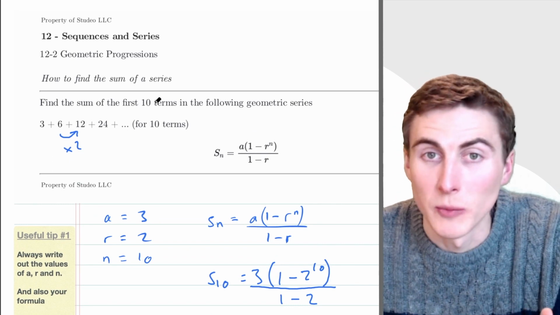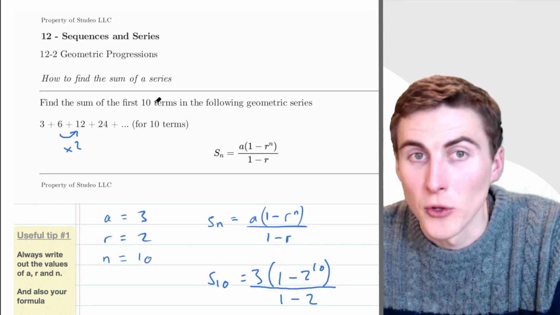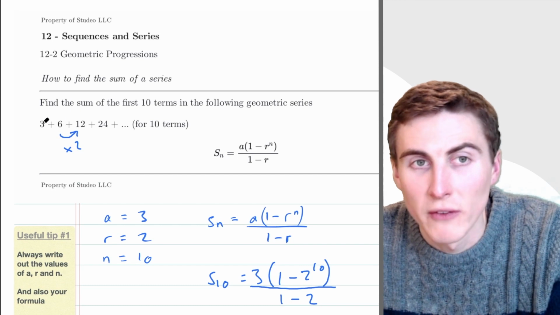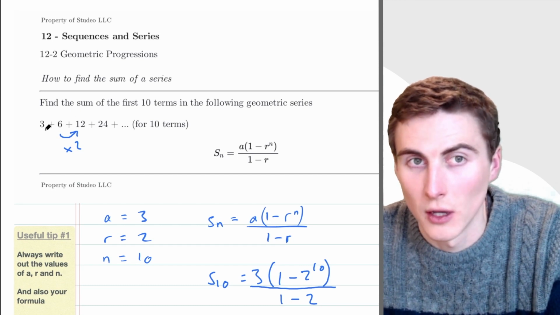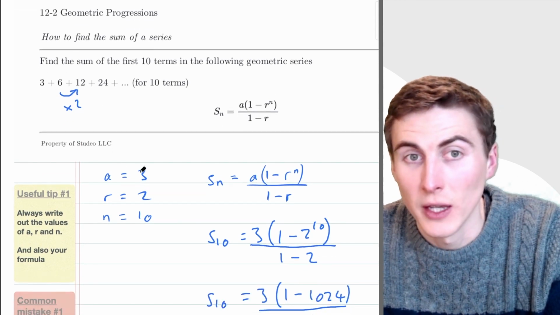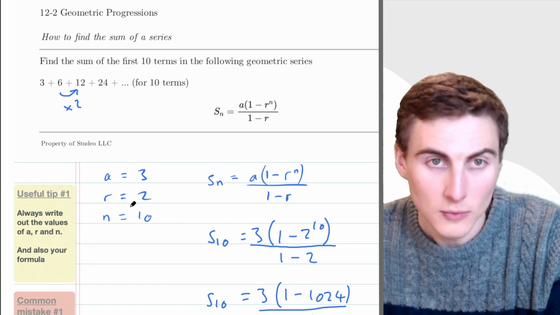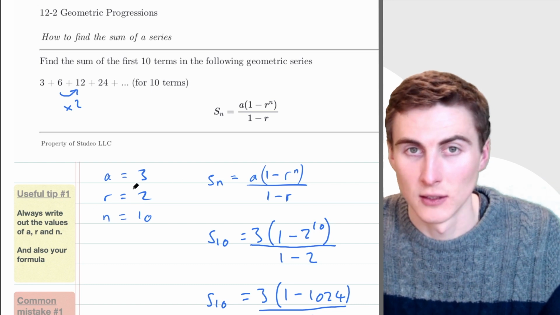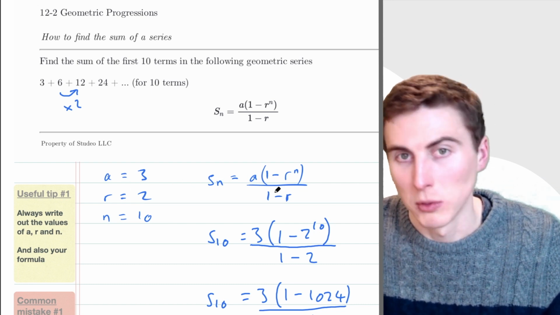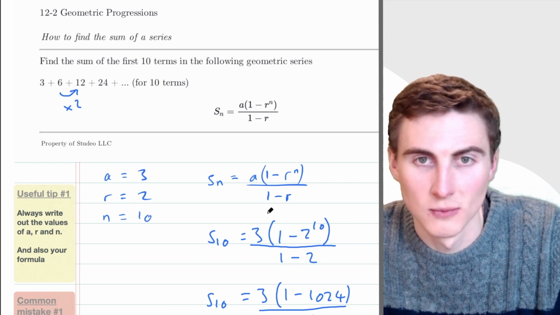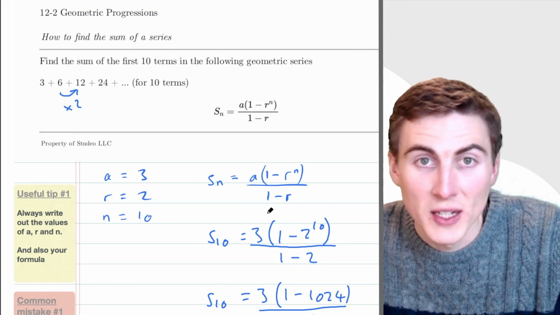Obviously, some exam questions can be a fair bit harder than this, but the only reason they'll be harder is because you might have to figure out what the terms in the sequence are, and you might need to figure out a, r, and n by yourself, which might sometimes be a bit hard. But the basic idea is you find these, you write down the formula, you plug them in, simplify, and you're done.